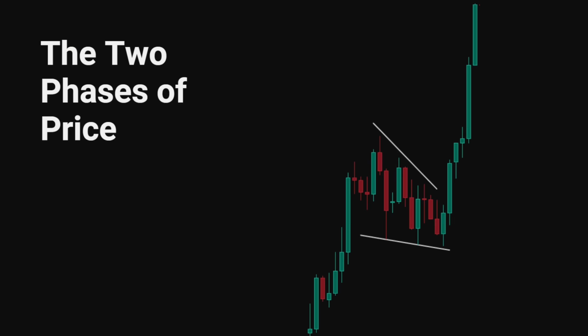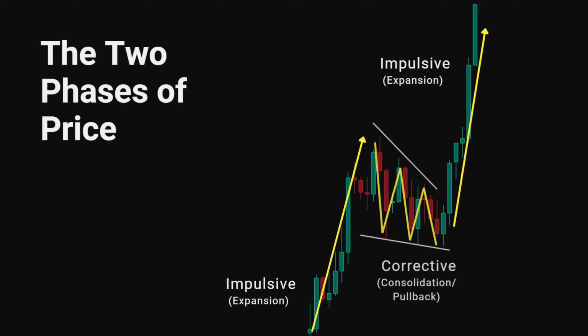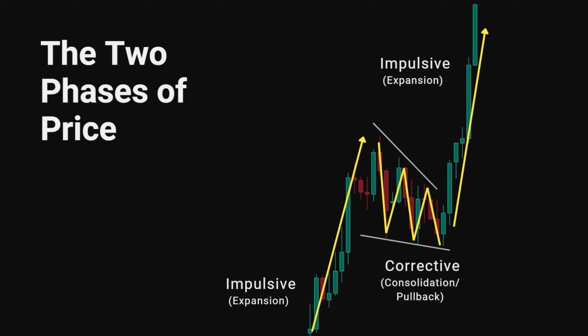Strip away the indicators and the market only has two modes. First, the impulse. This is a fast, powerful move where institutional money enters the market with conviction. It represents a shift in value. Second, the correction. This is where the market digests that move. Traders are taking profits or waiting for more news.